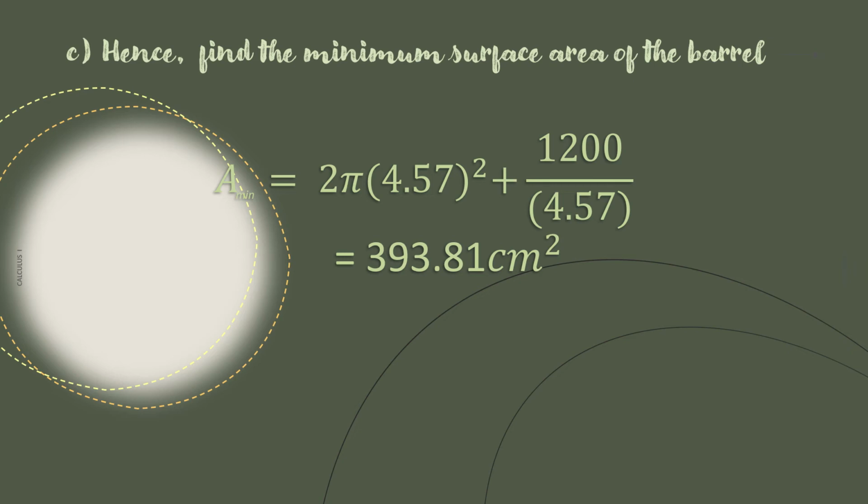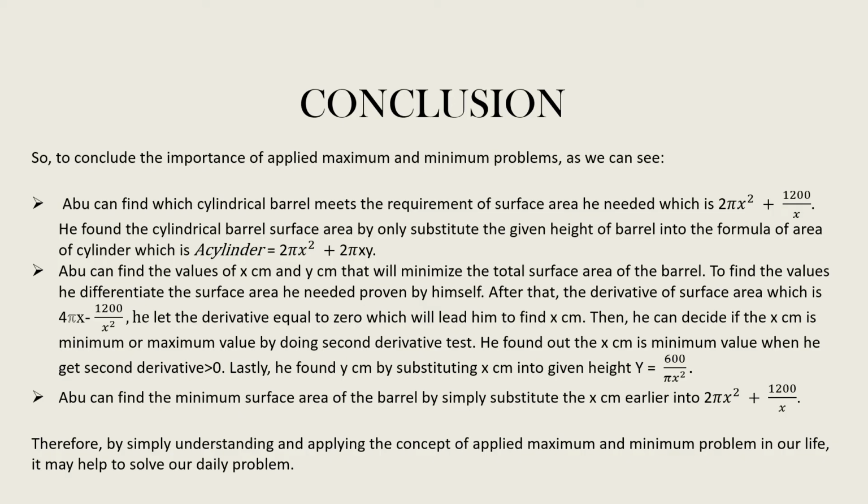For the last question, we are going to find the minimum surface area of the barrel. In this question, it is very easy because we substitute the x value from question B inside the surface area from question A. It will be 2 pi multiplied by 4.57 squared plus 1200 over 4.57, and we calculate it will be 393.181 centimeter squared.